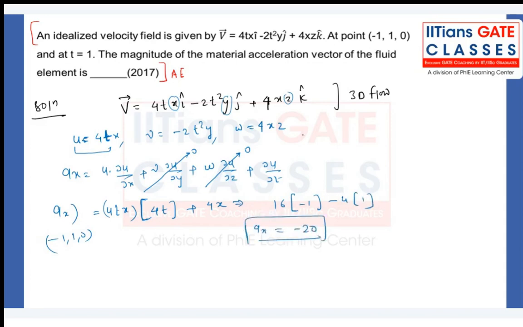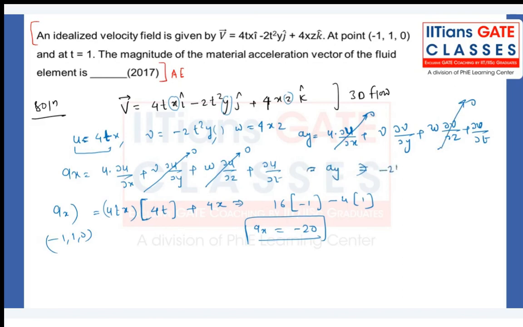What about my ay? u into dou v by dou x plus v into dou v by dou y plus omega into dou v by dou z plus dou v by dou t. Dou v by dou t will be there, but what about dou v by dou x? There is no x component here. Nothing is there, no x component. And dou v by dou z will also be 0. So what about this ay? We can write minus 2t square into y. Dou v by dou y will be minus 2t square, plus dou v by dou t, that is minus 4ty.